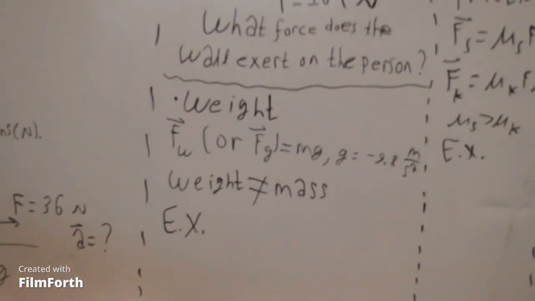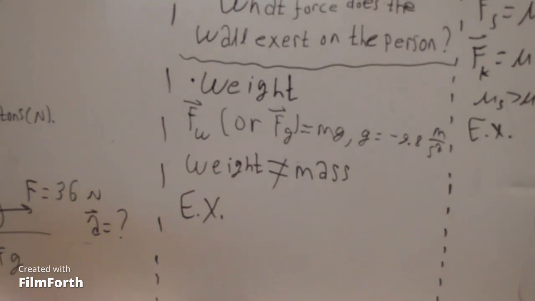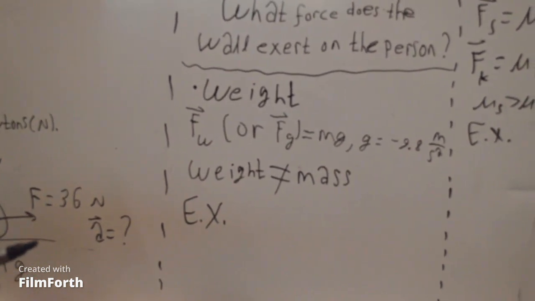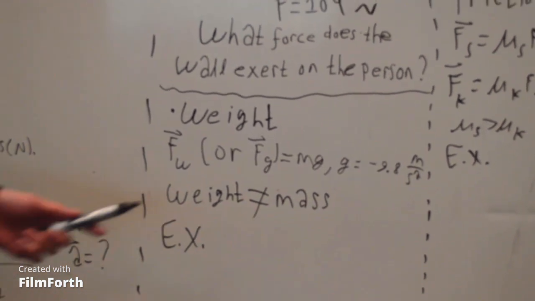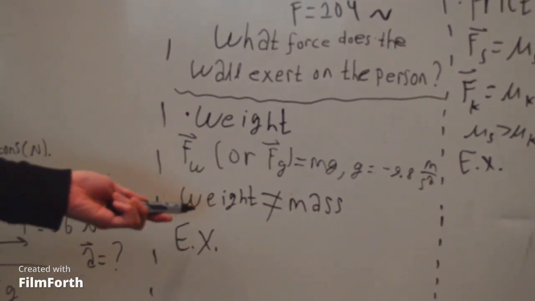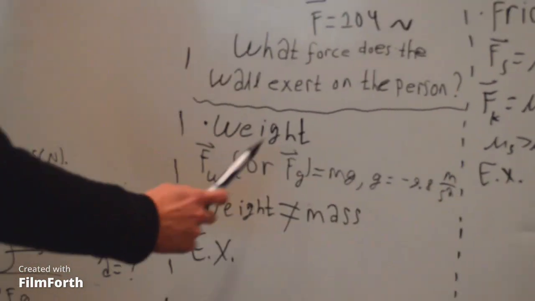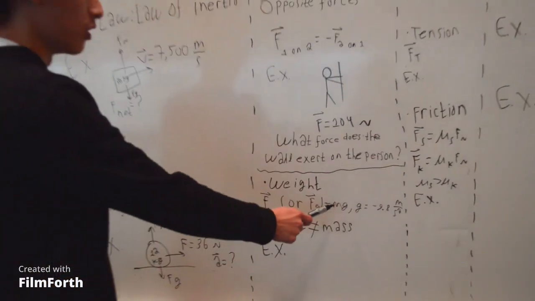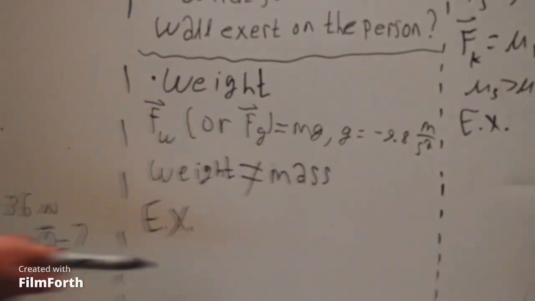An object's weight is not the same thing as mass. Mass is the matter that makes up the object, whereas weight is a gravitational force that Earth exerts on the object. The formula for weight is mass times the acceleration due to gravity. On Earth, the acceleration due to gravity is negative 9.8 meters per second squared.